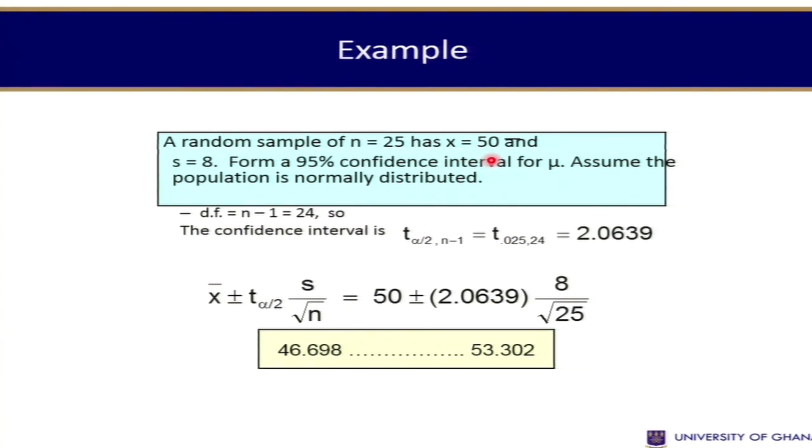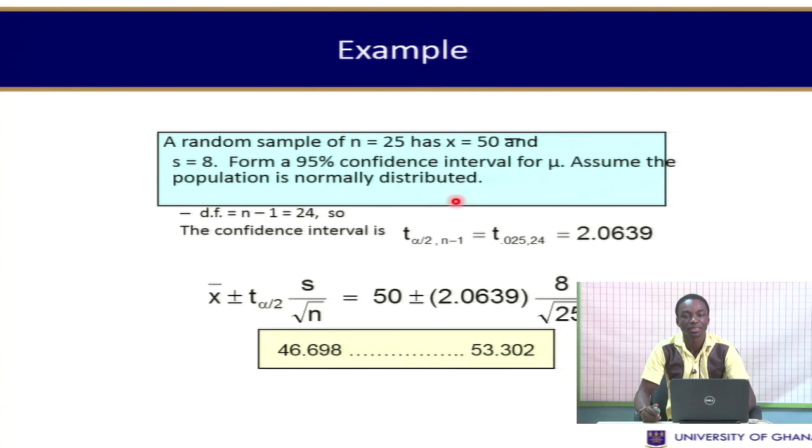We take an example. A random sample of size n equals 25 has a sample mean equal to 50 and a standard deviation equal to 8. We are required to form a 95% confidence interval for mu, assuming that the population is normally distributed. We know that our confidence interval is given as x bar plus or minus t alpha over 2 times s divided by the square root of n.